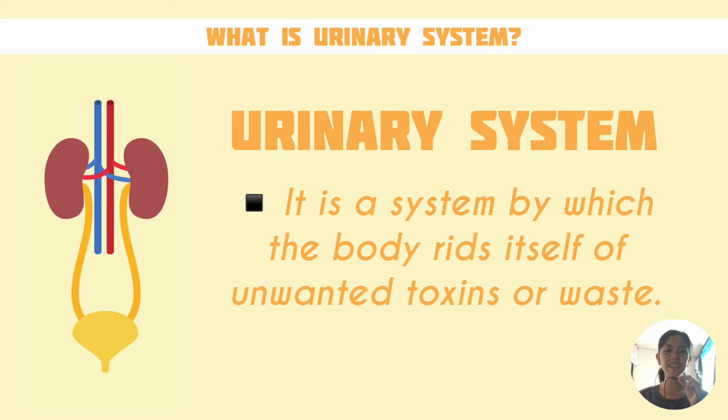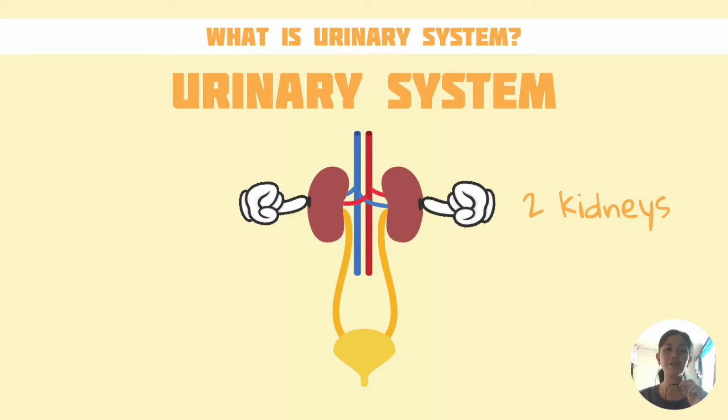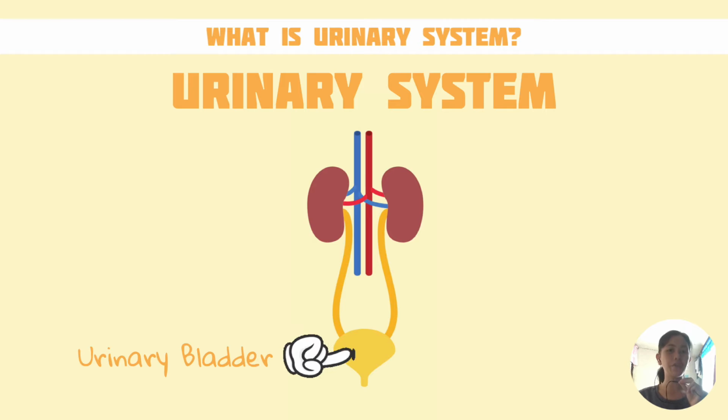Urinary system. It is a system by which the body rids itself of unwanted toxins or waste. The urinary system consists of 2 kidneys, 2 ureters, a urinary bladder, and a urethra. The kidneys alone perform the function just described and manufacture urine in the process, while the other organs of the urinary system provide temporary storage, reservoirs for urine, or serve as transportation channels to carry it from one body region to another. Did you know that kidneys filter gallons of fluid from the bloodstream?